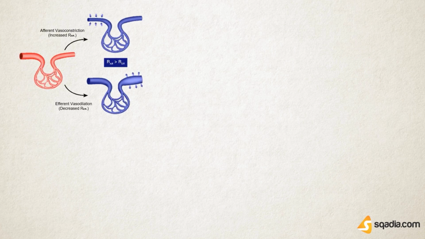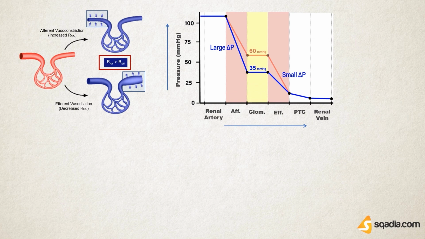Now, for the first set of scenarios, let's consider that the afferent arteriole has a higher resistance than the efferent arteriole, which can be accomplished either through vasoconstriction of the afferent arteriole, which will increase its resistance, or likewise through vasodilation of the efferent arteriole, which will decrease the resistance of the efferent arteriole. In either case, the resistance of the afferent arteriole is made larger than the resistance of the efferent arteriole. Now, as the blood is moving through the afferent arteriole, it will experience a larger pressure drop.